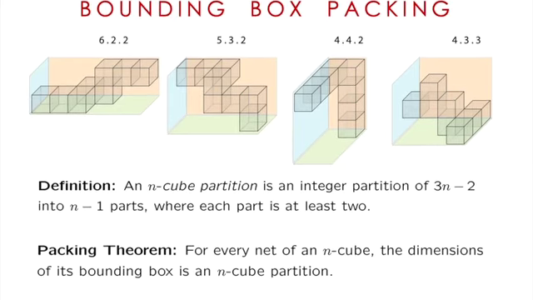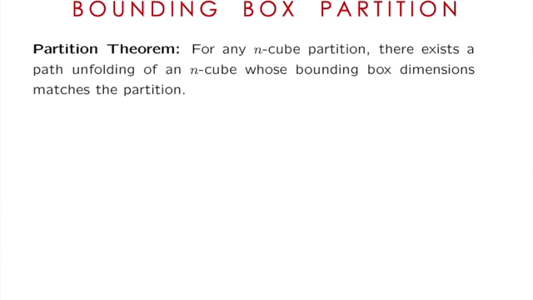Now, the converse of this theorem is also true, and we get the bounding box partition theorem, which says for any n cube partition that you give me, I'm able to find a path unfolding of an n cube, a net whose bounding box dimensions match the partition that you give me. Both of these theorems, the partition and the packing theorem, the proof is given in the CCCG paper. But there's an interesting remark that follows from this.